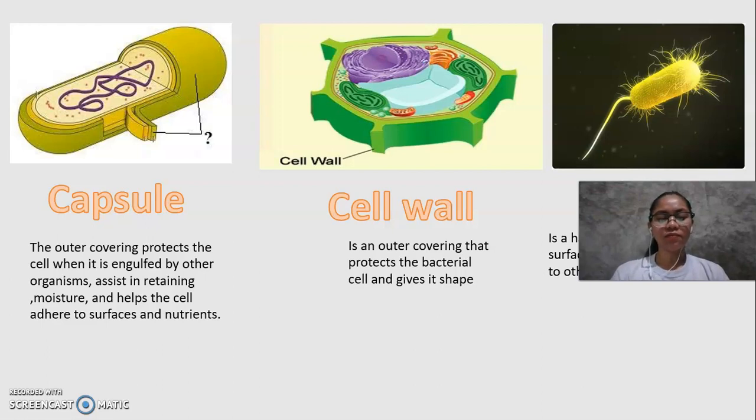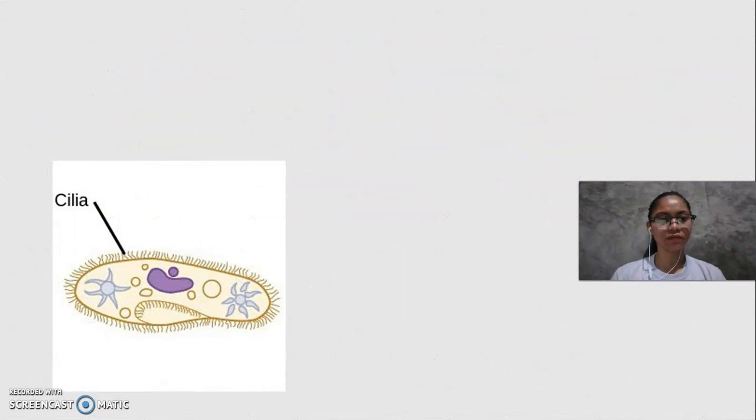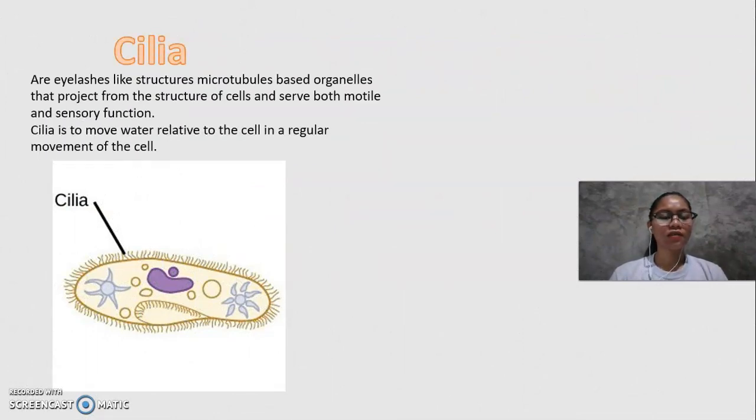There are many other unique structures that only some cells have. These are just a few. The first is the cilia. Cilia are eyelash-like structures, microtubule-based organelles that project from the surface of the cell and serve both motile and sensory functions. Cilia move water relative to the cell in a regular movement.